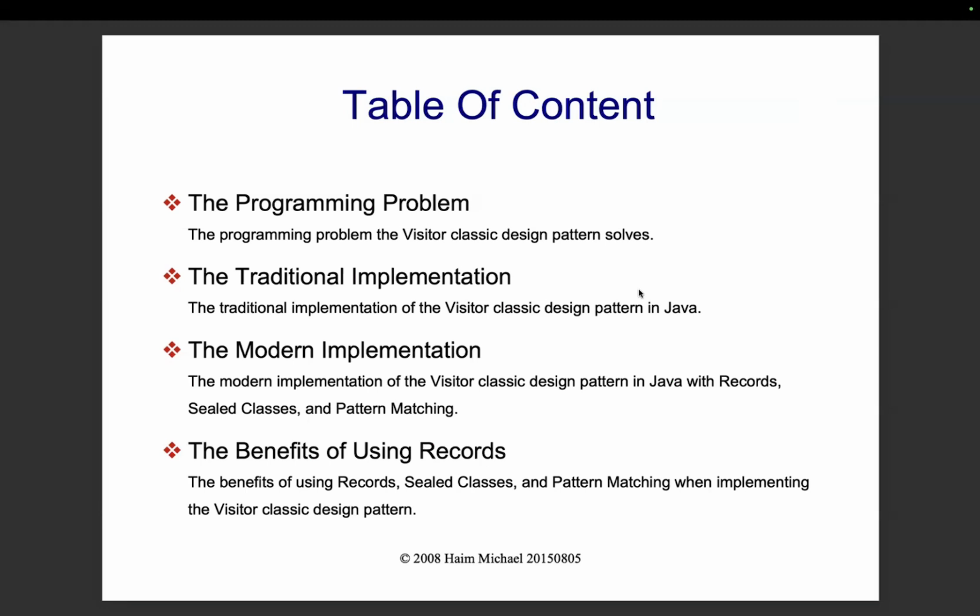What we are going to see today is relevant not only for Java, but also for other modern programming languages, including C Sharp, Kotlin, and others. After all, pattern matching is well supported in many programming languages, and the same with record classes. In some programming languages, they call it data classes. Then we will summarize our meeting by going over the benefits of using records, sealed classes, and pattern matching.